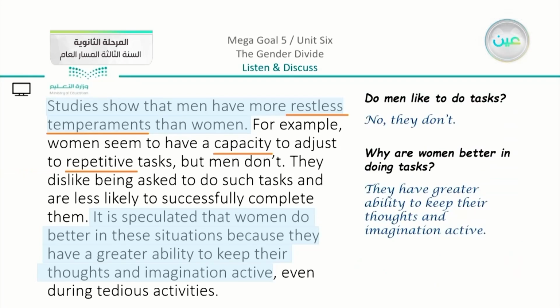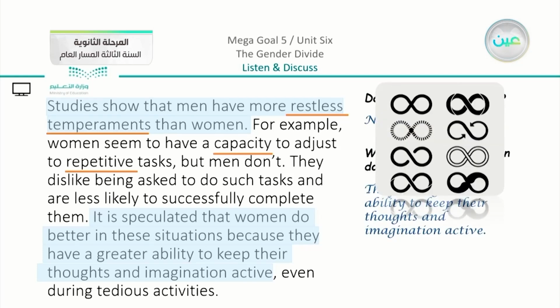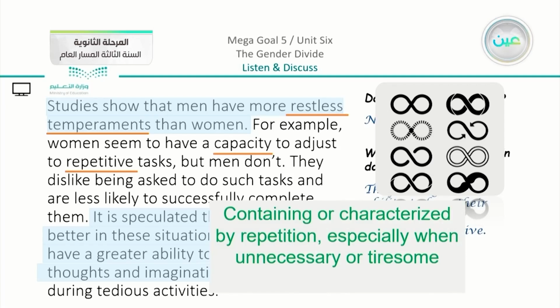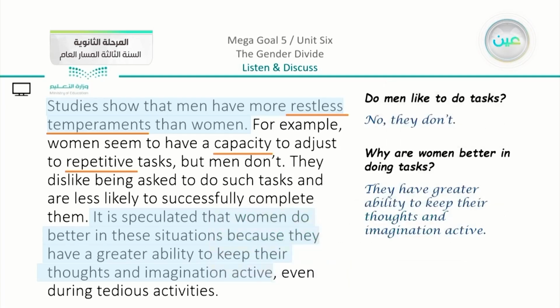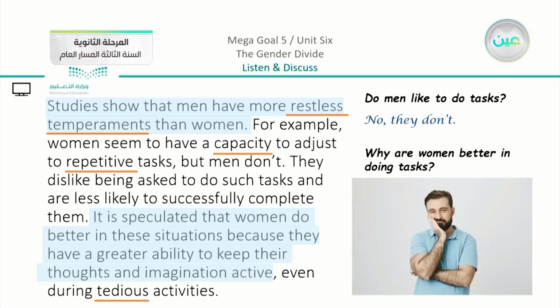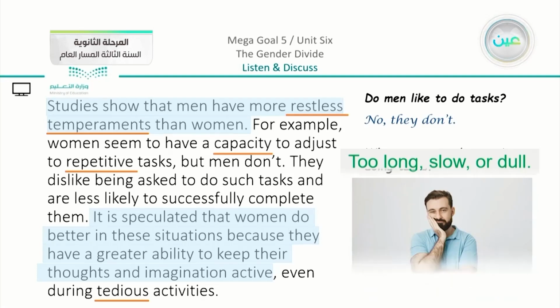Also, another word mentioned here is the word repetitive. Now we can say that something is going on and on, it is repeated. So we have here containing or characterized by repetition. The last word that we have here from the vocabulary part is the word tedious. Now when we see this young man here, we can see that he is basically bored. So the word tedious here means too long, slow, or dull. Now moving on.